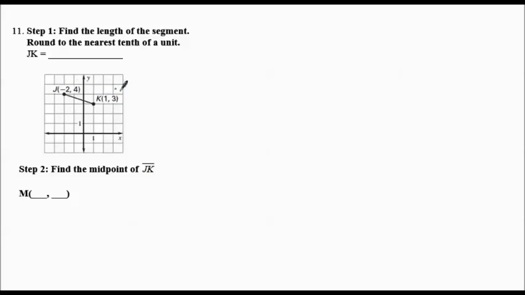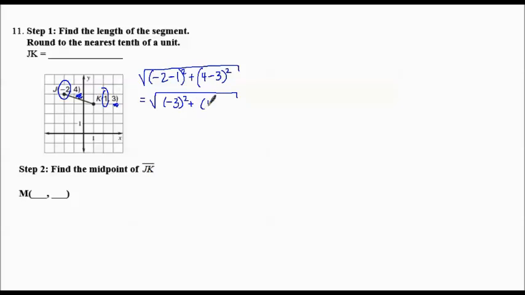So to find the length, we can use the distance formula, which uses, once again, the x values get subtracted, so -2 minus 1 squared, plus the y values subtracted, 4 minus 3. All of that goes inside a square root. So we have the square root. -2 minus 1 is a -3. 4 minus 3 is a 1.